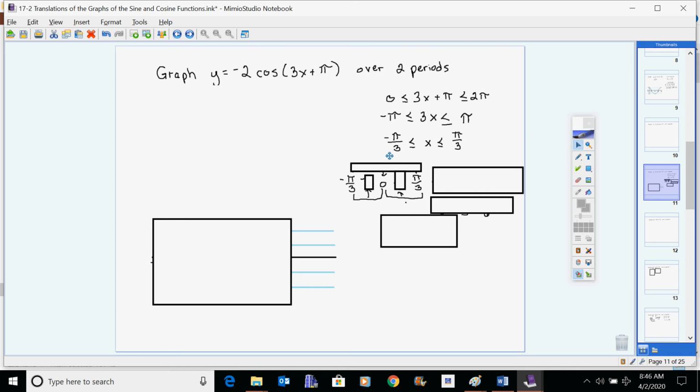We need to find the middle. If I add negative pi over 3 and pi over 3 and multiply by a half, I get 0. I don't even have any work there, but it's kind of easy to see because they ended up being kind of bookends here. 0 makes sense for being directly in the middle. Negative pi over 3 plus 0 times a half is negative pi over 6. 0 plus pi over 3 is pi over 6. So that gives us one complete period.